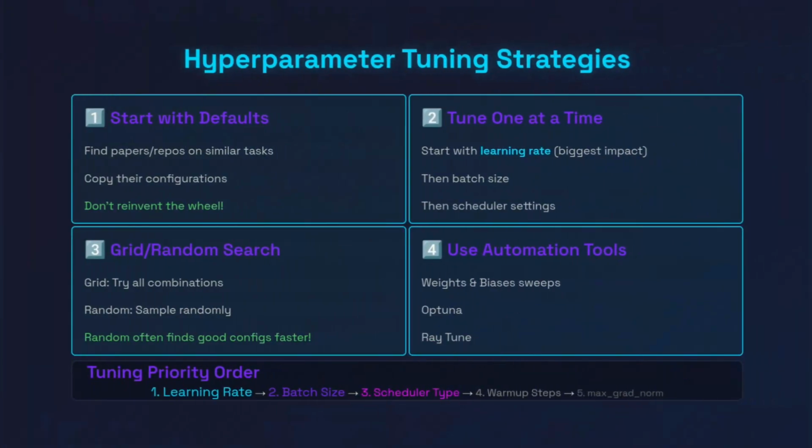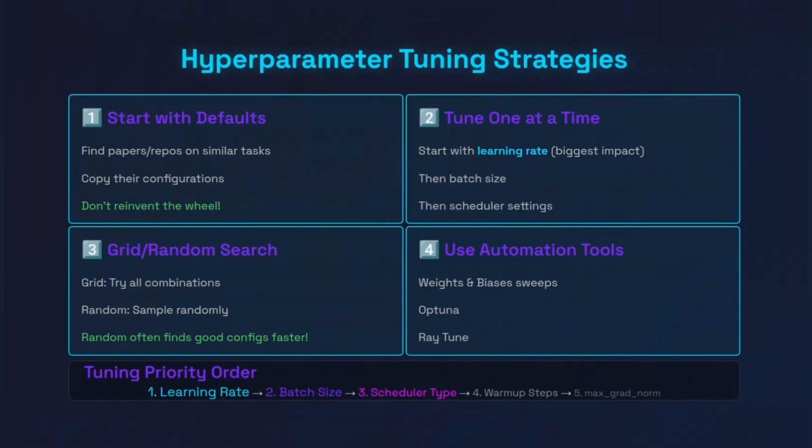So how do you actually find the best hyperparameters for your specific problem? First, start with established defaults from papers or repositories working on similar tasks. Don't reinvent the wheel. Second, tune one hyperparameter at a time. Start with learning rate, it has the biggest impact, then batch size, then scheduler settings. Third, use grid search or random search for systematic exploration. Random search often finds good configurations faster than exhaustive grid search. And finally, for larger projects, consider using tools like Weights and Biases sweeps or Optuna for automated hyperparameter optimization.